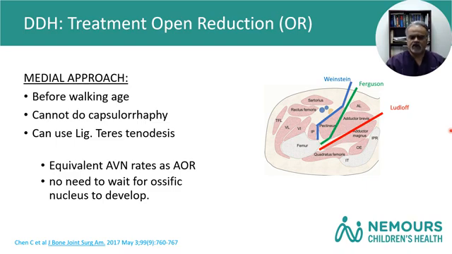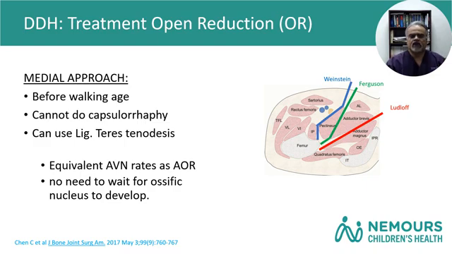Medial approaches can be done either using the Ludloff approach, which is in between the adductor longus and brevis and then the adductor magnus posteriorly, or the Ferguson approach, which is in between the pectineus and the adductor longus and brevis, or the popular Weinstein approach, which goes in between the neurovascular bundle and the pectineus and takes you down to the hip joint. The structure at risk with any of these is the medial circumflex femoral vessel, and damage to that can potentially lead to avascular change.